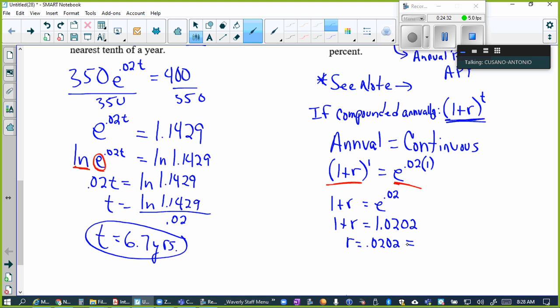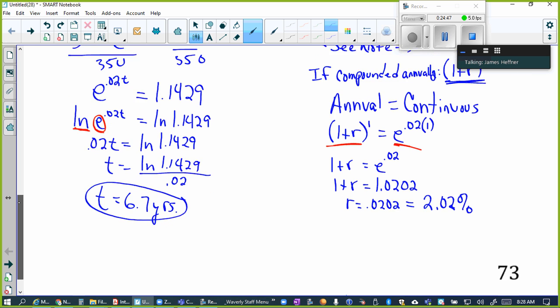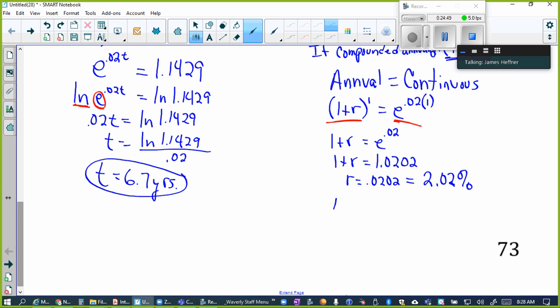And what is that as a percent? Just move the decimal twice to the right. It'd be 2.02%. So a little higher than the stated 2%, isn't it, after 1 year? So our APY, the effective annual rate, is a little higher than the stated rate because of the compounding. It equals 2.02%, even though the stated rate was 2%.